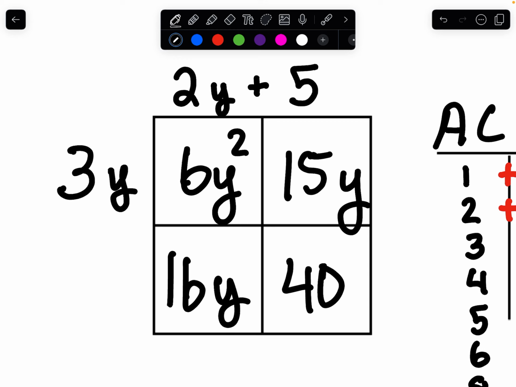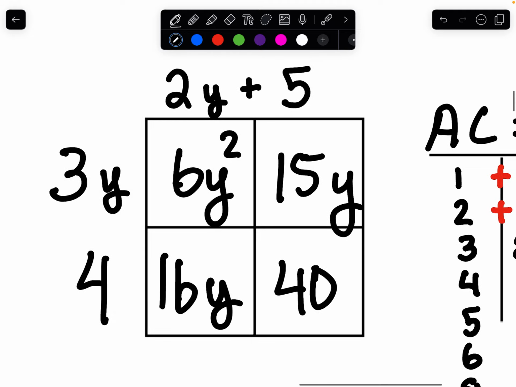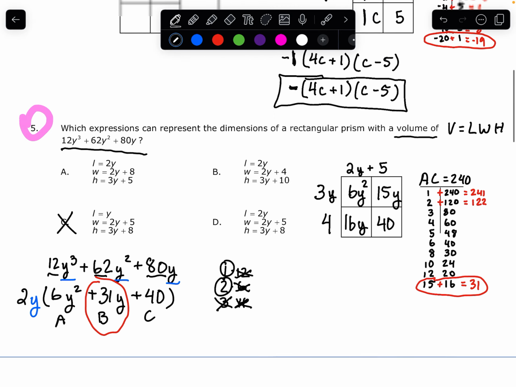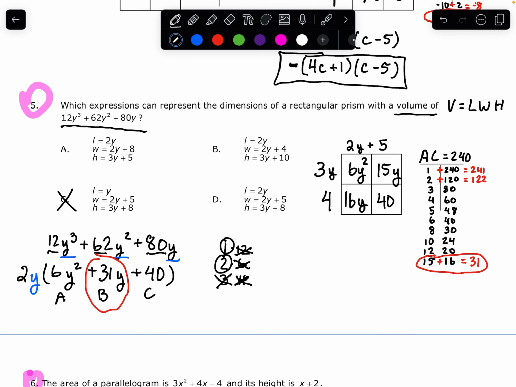Then I have 16 and 40. The biggest thing I can pull out of both of those is just a plain 4. There's no y. So if I'm looking for an answer right now, it has to have 2y, 3y plus 4, and 2y plus 5.